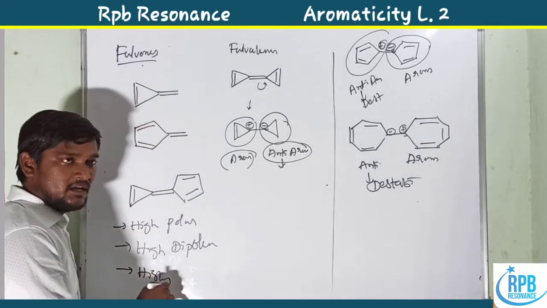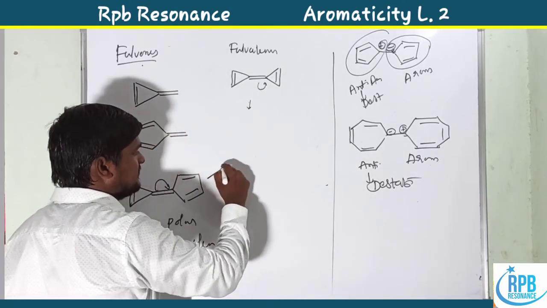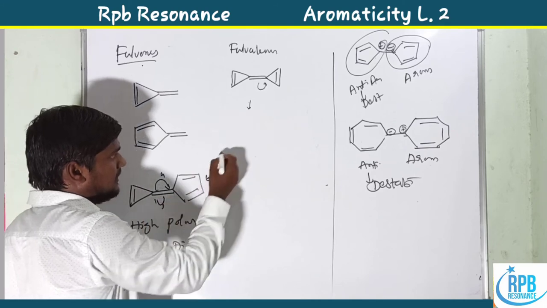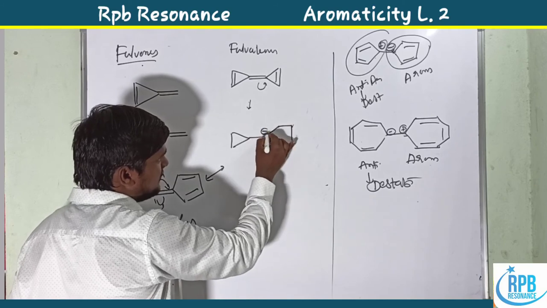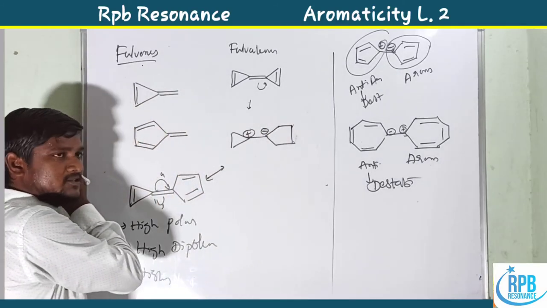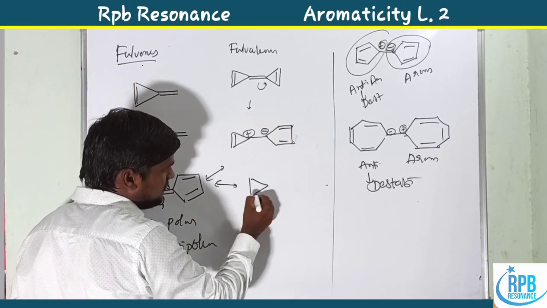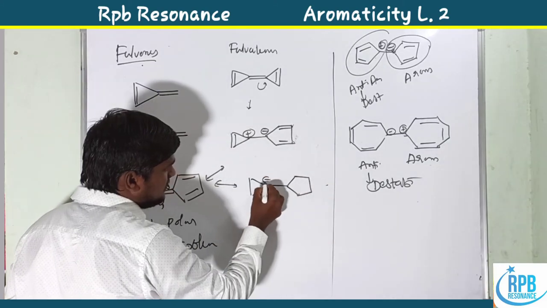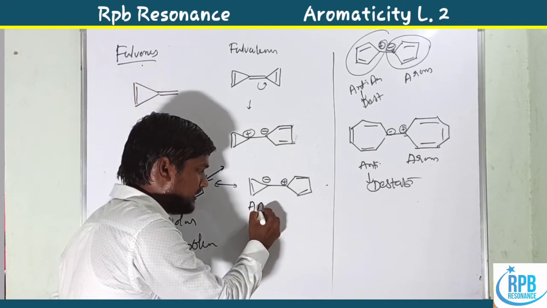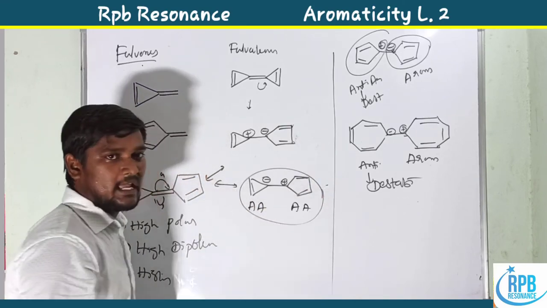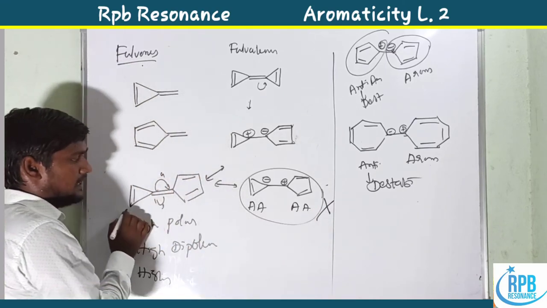Why? Because two types of ionization take place here. This is the A type and this is the B type. The A type gives a negative charge at the 5-membered ring end and a positive charge at the 3-membered ring end. The B type of resonating structure gives a negative charge at the 3-membered ring and a positive charge at the 5-membered ring. Here both are anti-aromatic, so this type of ionization leads to destabilization. That is why this is not the right structure for the calicene molecule.